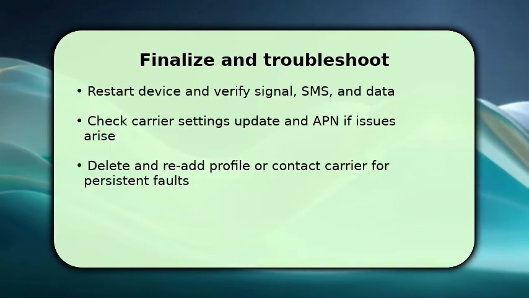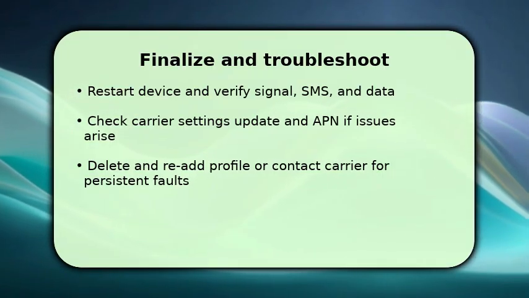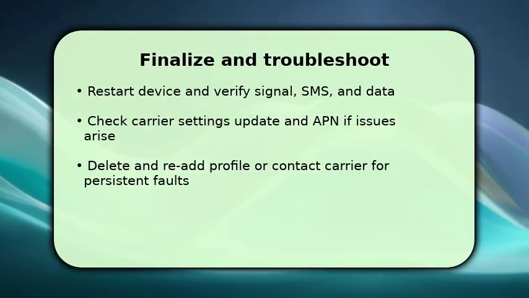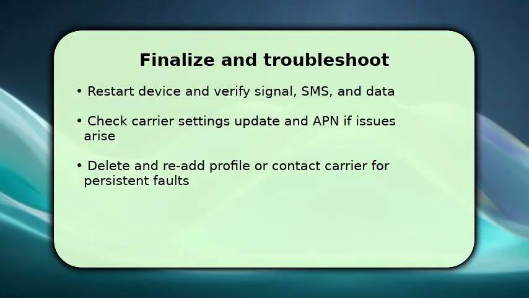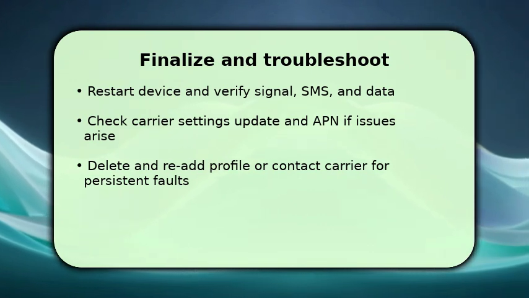If registration still fails, remove the eSIM profile and re-add it using the original QR or activation code. As a last step, contact the carrier with device IMEI and eSIM details. They can push provisioning.